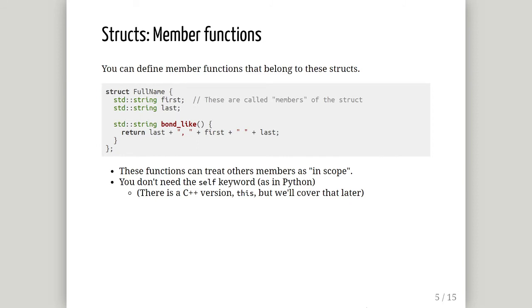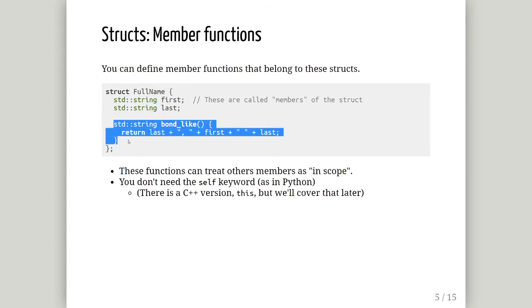Now, one of the things that's cool, and this is again something you could already do in Python, is you can define a member function. First and last are member variables. They store data. Bond-like, however, is a member function. It's like a verb that's special that belongs to full name. So here, bond-like is a member function. Sometimes we also use the word method, but it is a member function that returns a string.